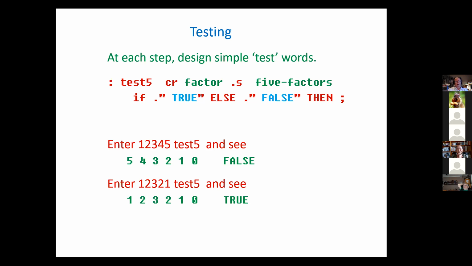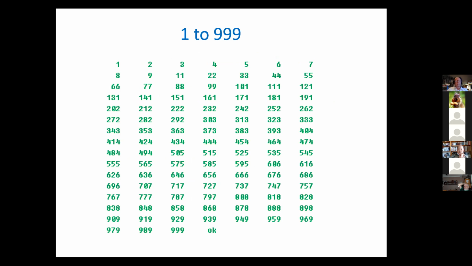If palindromic, you get a true, else we get a false. So down at the bottom is a quick little test. If we enter 1, 2, 3, 4, 5, and then test 5, we will see the 6 component numbers, 5, 4, 3, 2, 1, 0. Non-palindromic, so it'll be false. If we enter a 1, 2, 3, 2, 1 and do the test 5, we'll see, of course, it is palindromic and get a true. So these are sample test components that are done through our development process.